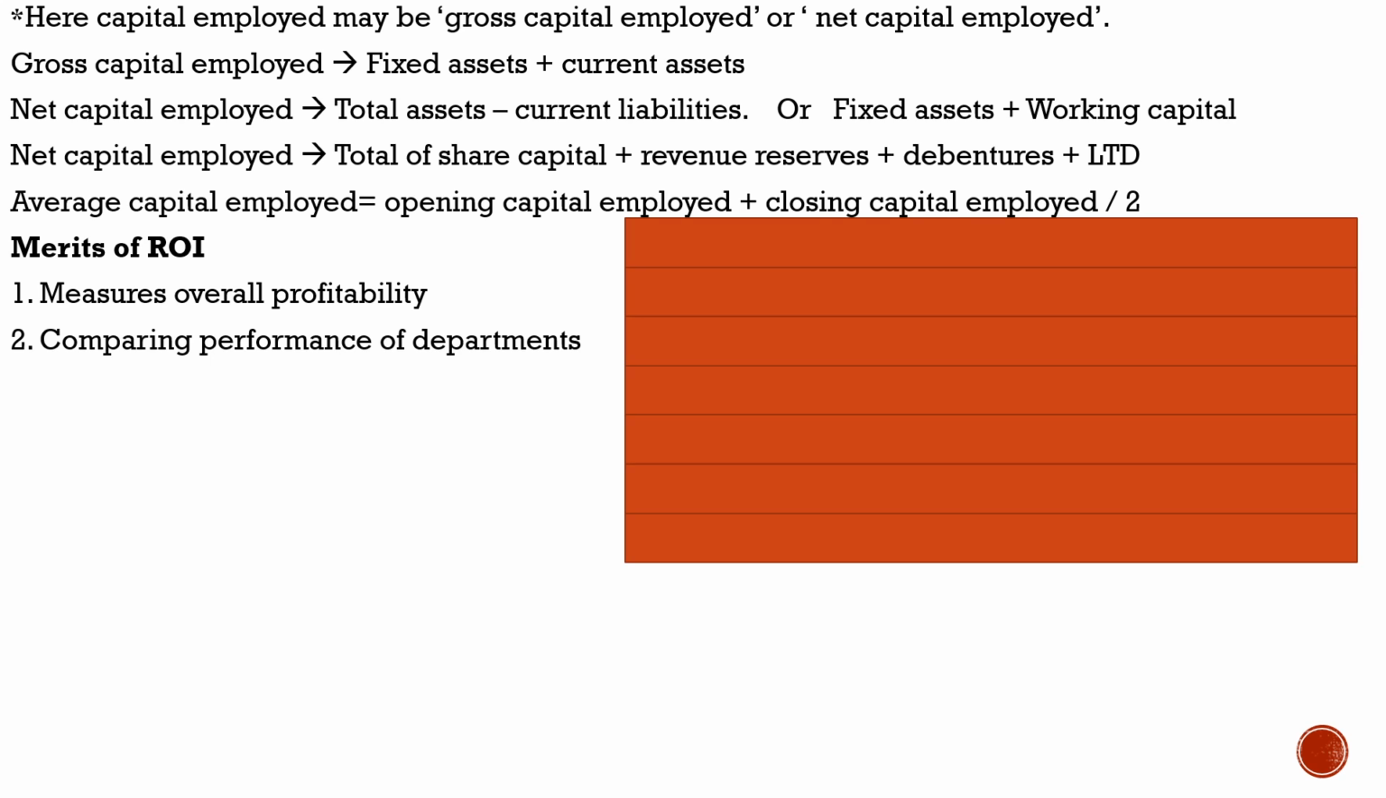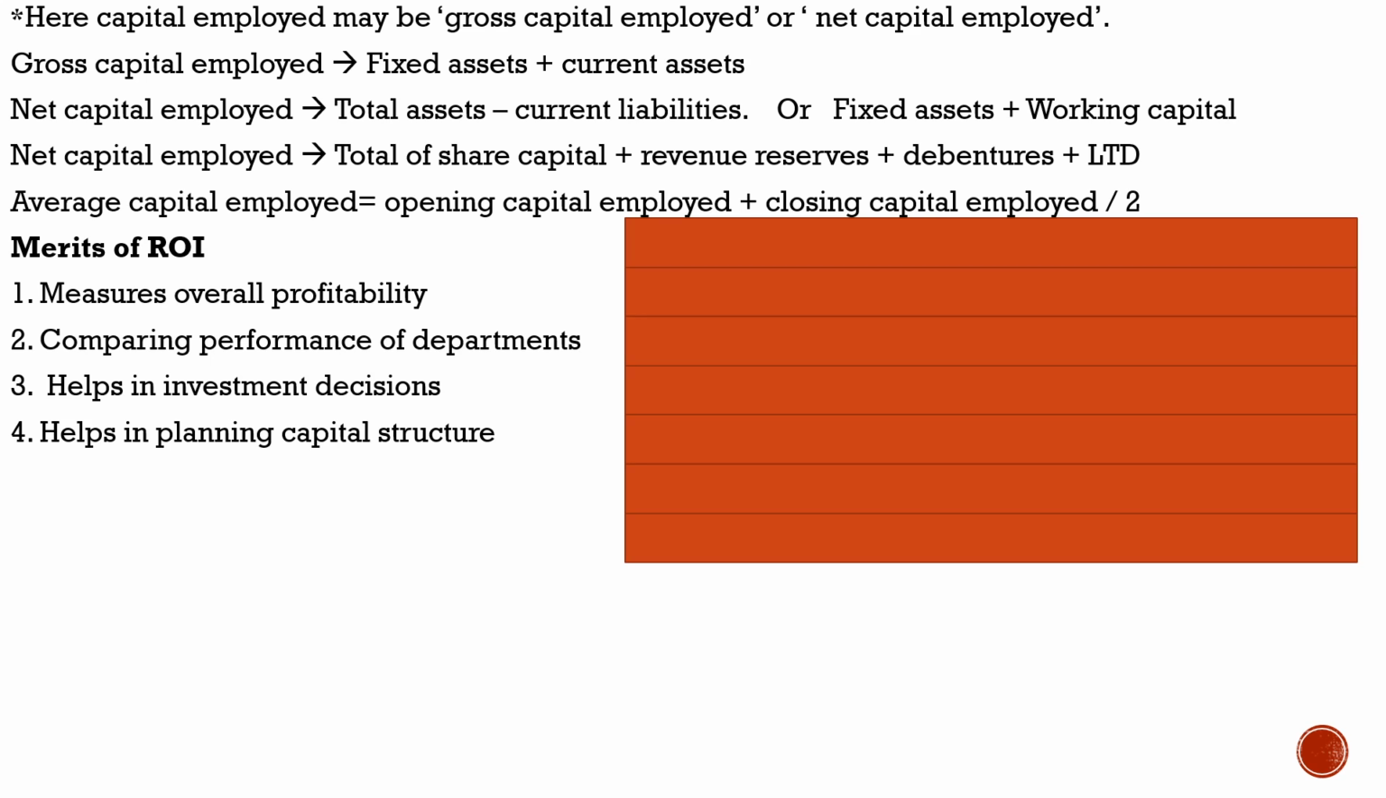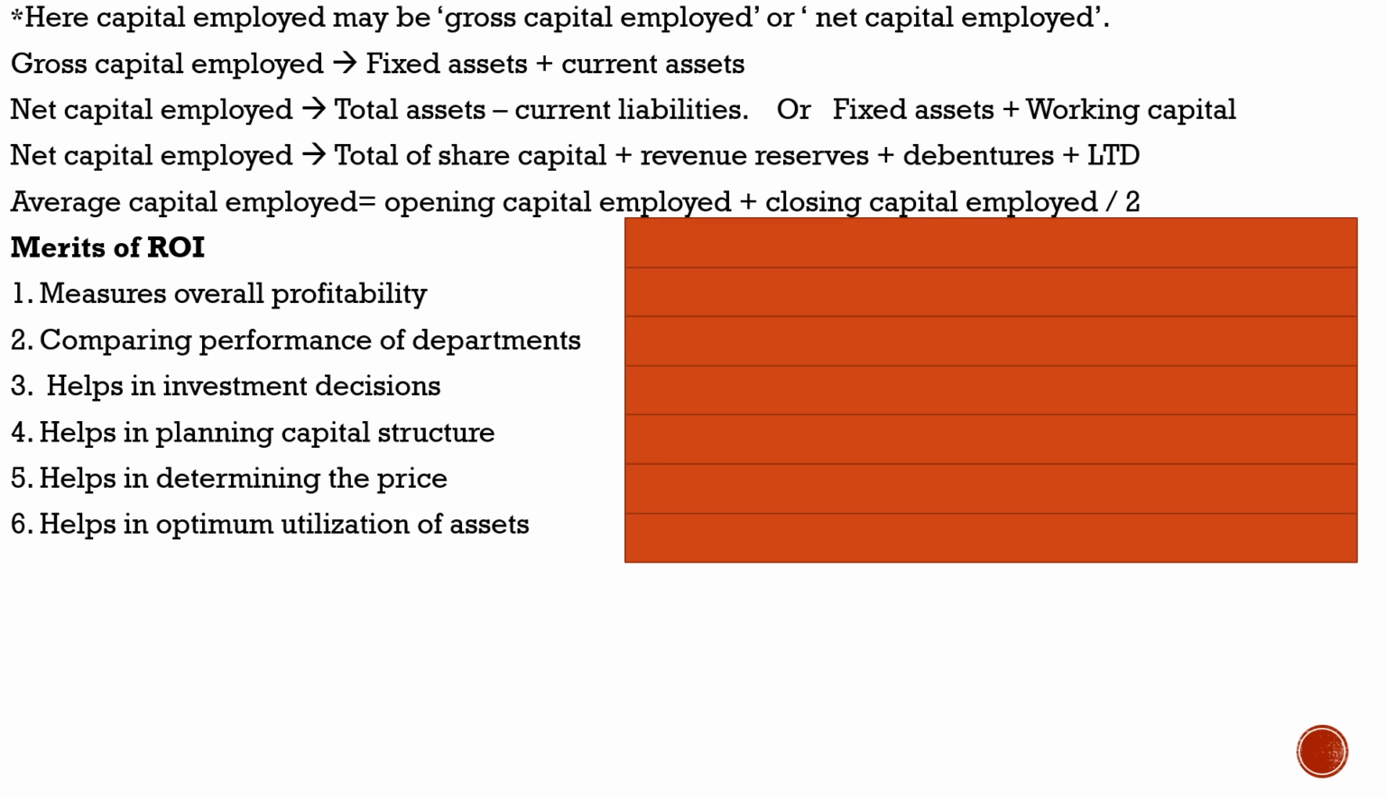Not only measuring the performance of a division, it helps or enables the management in comparing the performance of different divisions and different departments of a firm. It helps in investment decisions. It is useful for planning the capital structure of the organization. It can be used for determining the price of a product. It serves as a foundation for the optimum utilization of the assets of a firm.